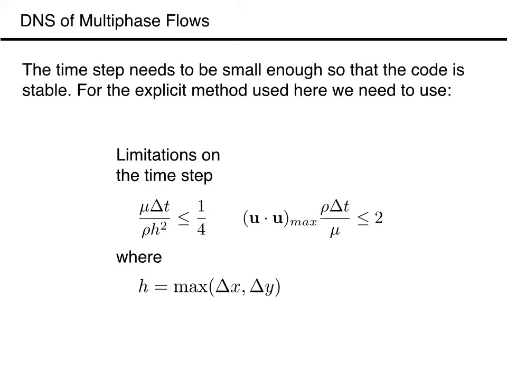The first comes from the diffusion part and says that the viscosity times the size of the time step divided by the density and the grid size squared must be less than 1/4. The second limitation comes from the fact that the current scheme is unstable for the inviscid case, and the viscosity must be sufficiently large to stabilize the scheme. Thus, the maximum velocity squared times density and delta t divided by the viscosity must be less than 2.